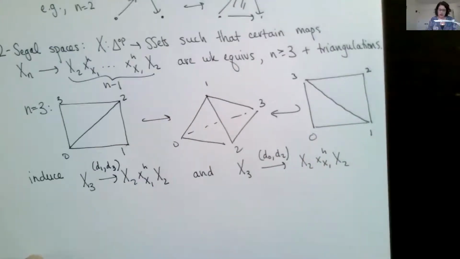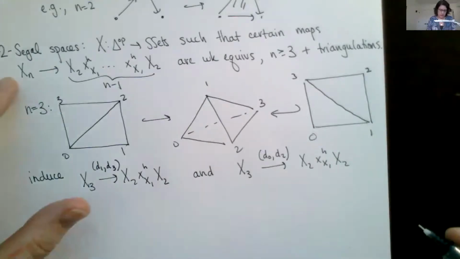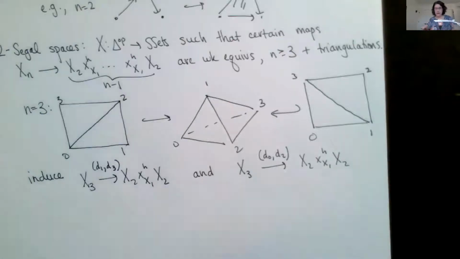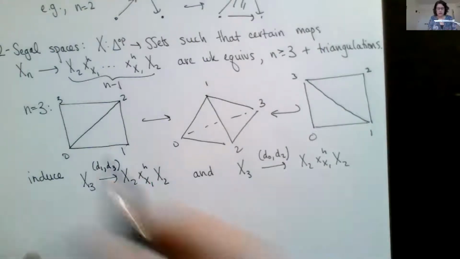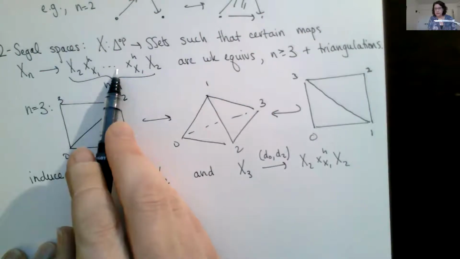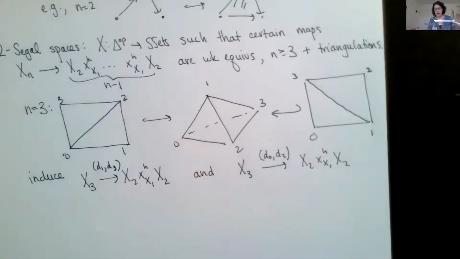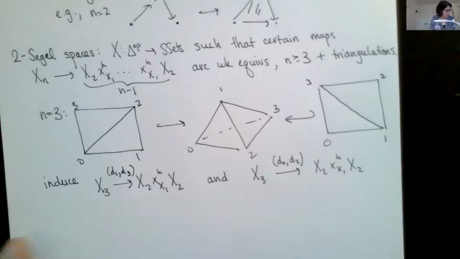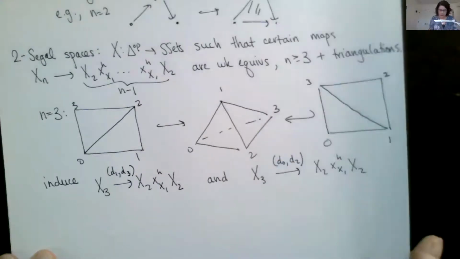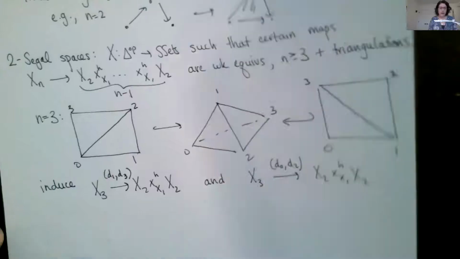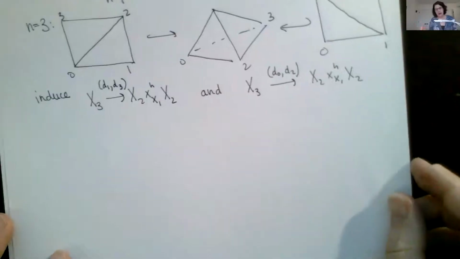And so what happens more generally is for Xn, you look at all the different triangulations by vertices of the regular n+1 gon, and that will induce these maps. If all of those maps, in all dimensions and all triangulations, are weak equivalences, that's what we call a two-Segal space. Okay, so back to this theorem. Why should S dot have this structure?